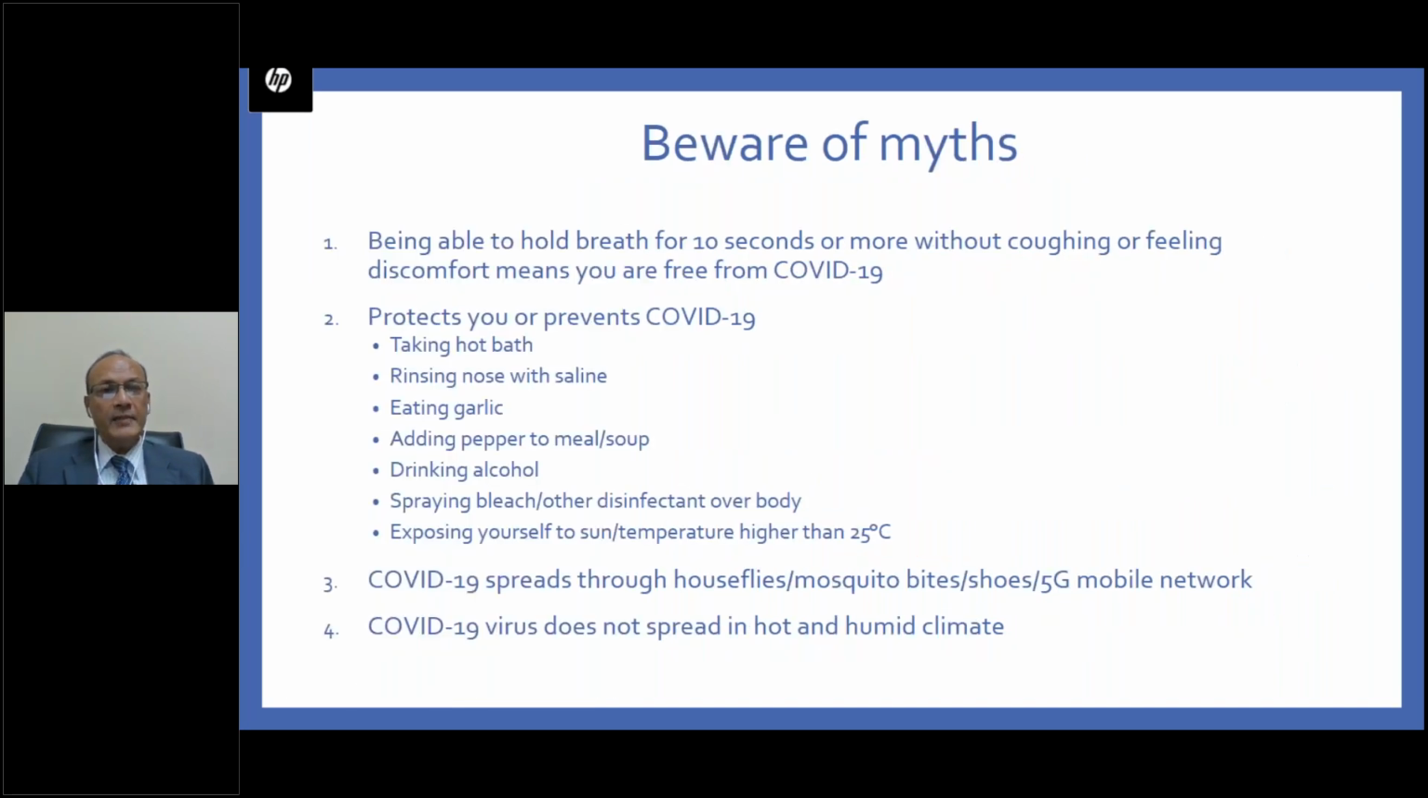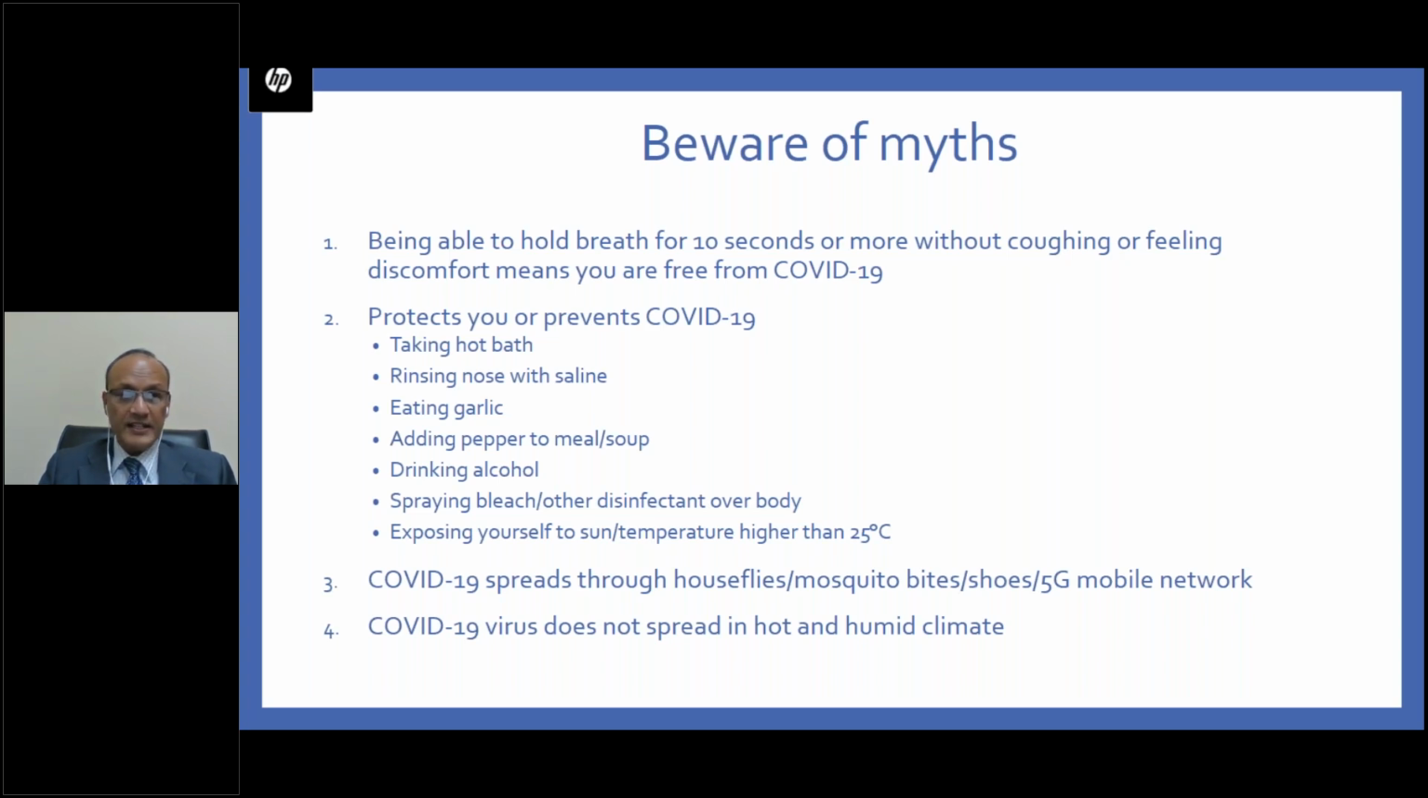Now, before I end my talk, I just want to make you aware about some of the myths which are circulating in the social media, and we should not fall prey to them. One such myth is that being able to hold the breath for 10 seconds or more without coughing or feeling discomfort means you're free from COVID. This is not true.